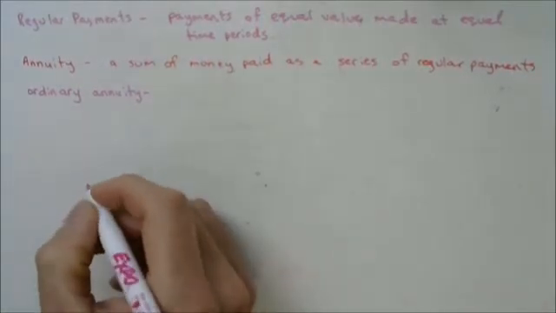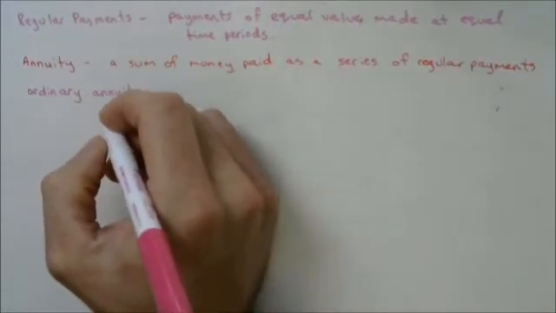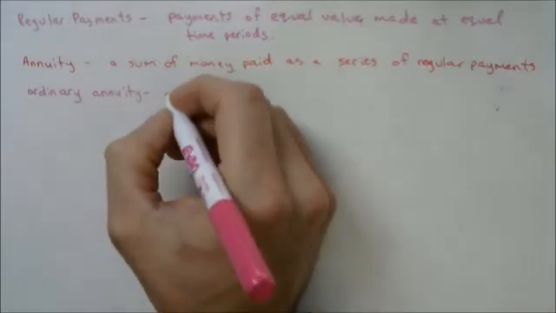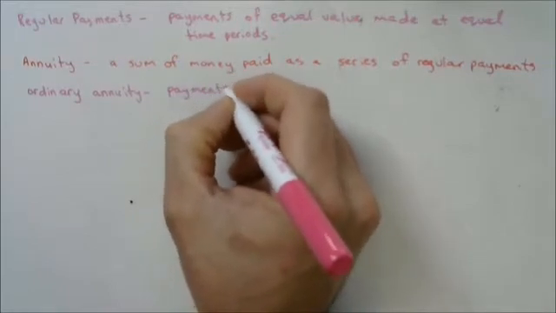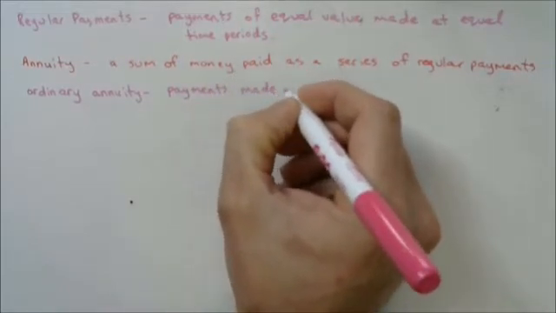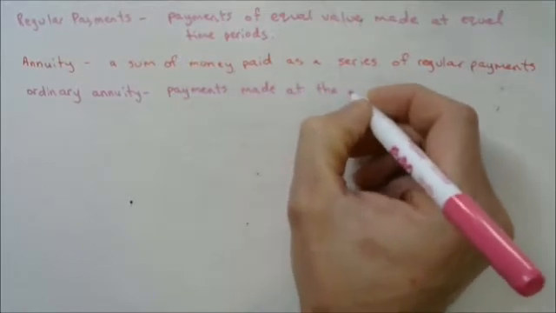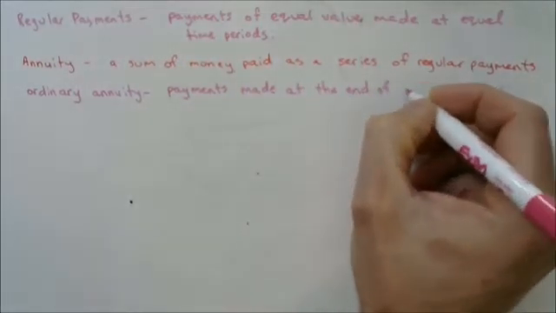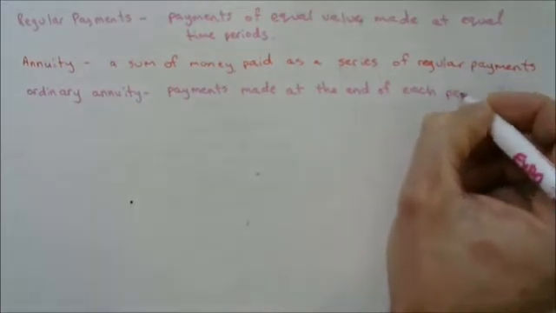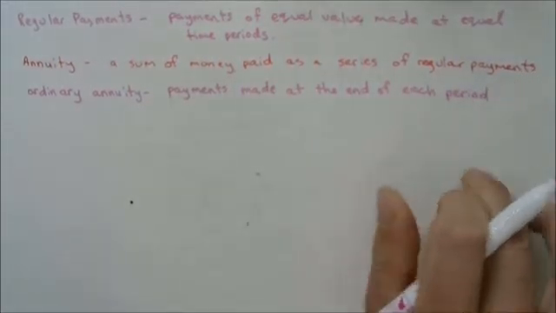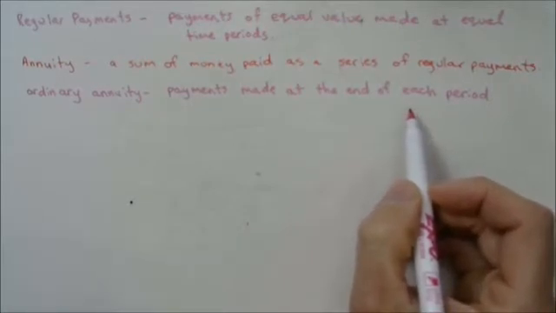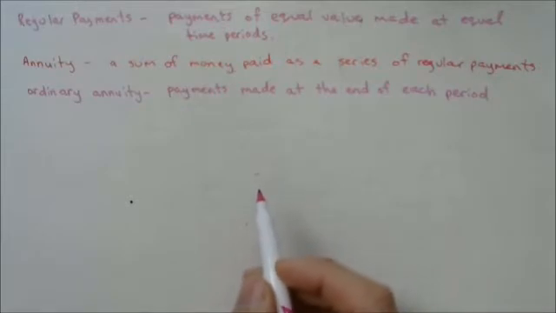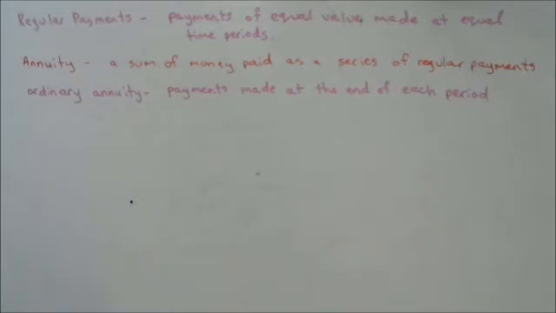An ordinary annuity is an annuity for which the payments are made at the end of each period. So payments made at the end of each period. If it's made at the end of that period, that means that if you are investing, the payment is not going to gain interest for that payment period.